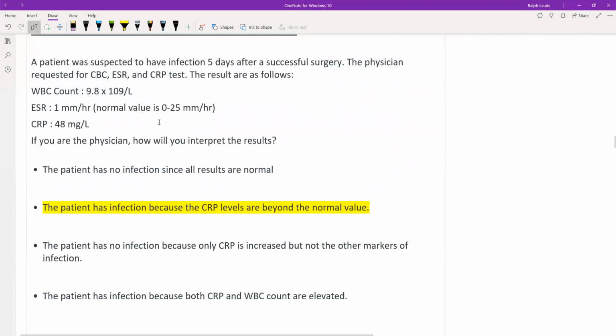A patient was suspected to have infection 5 days after a successful surgery. So the physician requested for CBC, ESR, and CRP. So these are mainly the three tests, okay, to detect the presence of inflammation or infection. The CBC itself, actually, they are looking for the WBC. So if you are going to ask, ma'am, why not just request WBC? Since WBC is already incorporated in your complete blood count, if you are going to test for WBC alone, the cost of the test is almost the same as CBC. There is only a small difference in price, and then the result you get is only WBC.